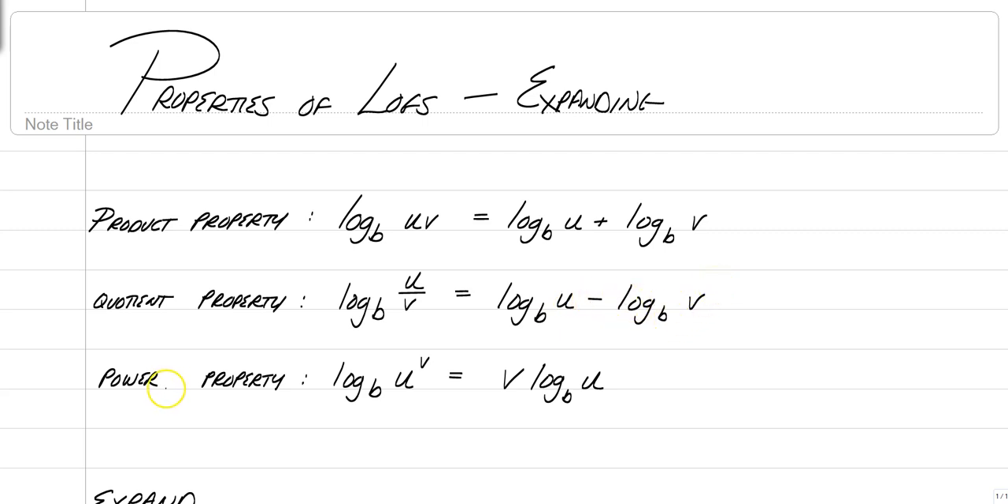Finally, the power property. If we have u raised to the v power, what you're going to do is actually move v to the front and multiply it. So it's v times the log base b of u.